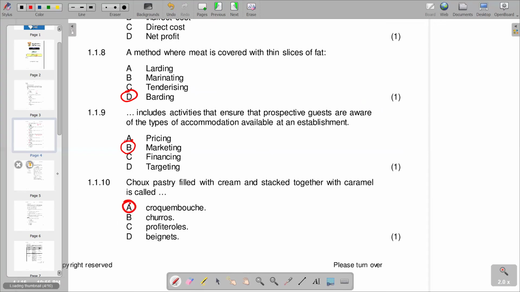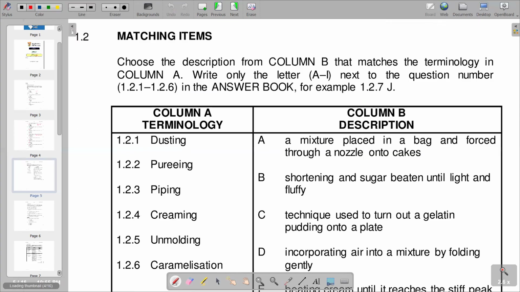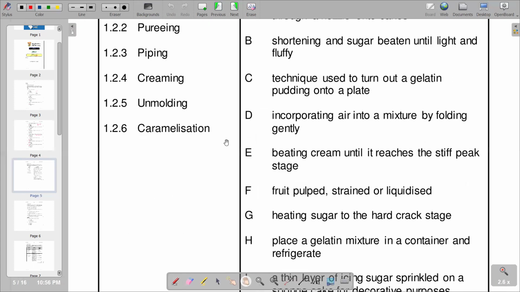Then we move on to the next part of our question, which is question 1.2, which is on matching items. Choose the description from column B that matches the terminology in column A. Write only the letter A to I next to the question number. So we have column A whereby we have dusting, and we try to see which explanation matches dusting.